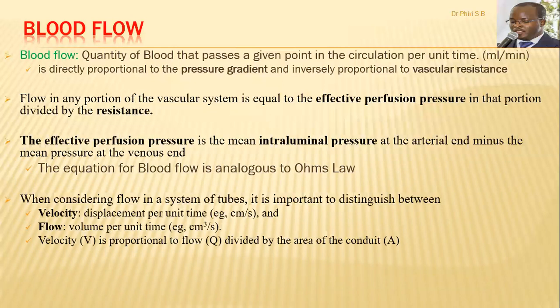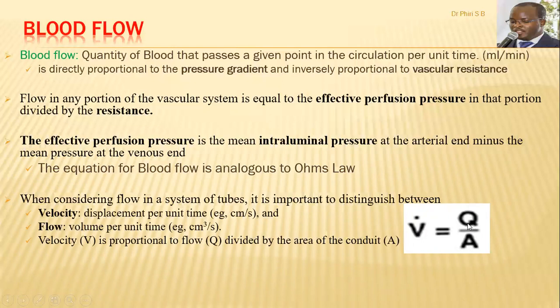So the velocity will be proportional to the flow divided by the area of the conduit. It means velocity is directly proportional to the flow, but inversely proportional to the cross-sectional area of the conduit, the pipe, or the blood vessel. So you can see the formula for velocity: velocity is equal to the flow of the fluid divided by the cross-sectional area of the conduit or the blood vessel. In another way, the blood flow can also be calculated as the velocity multiplied by the cross-sectional area.